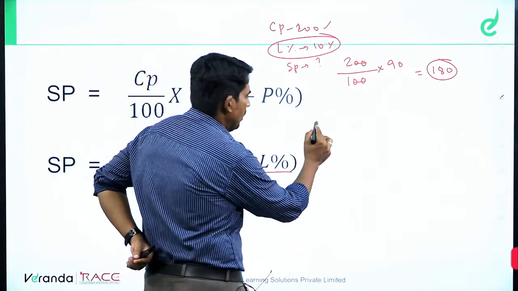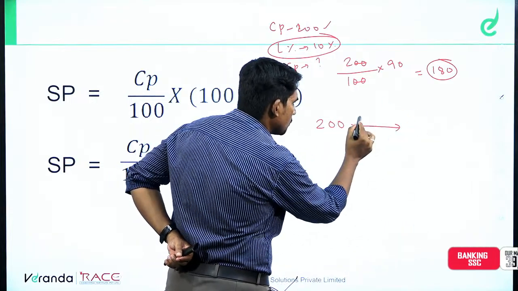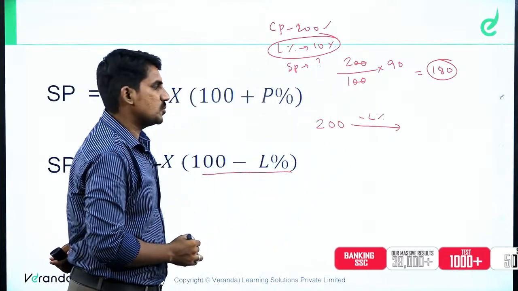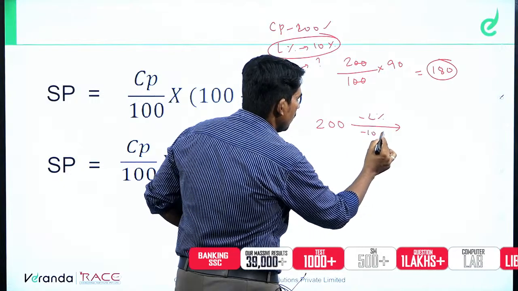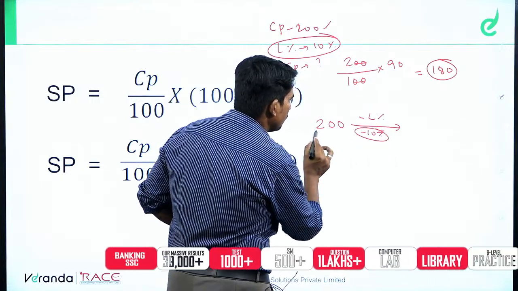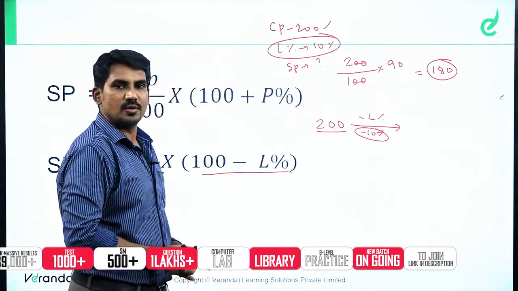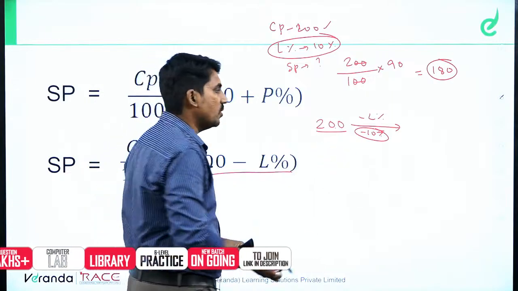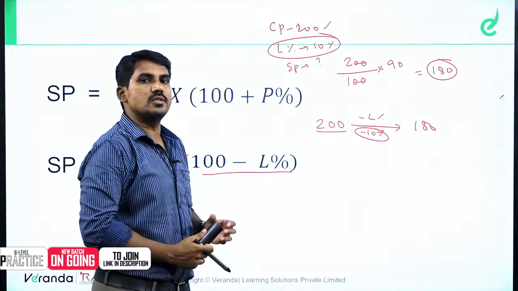Now listen carefully. A 200 rupees product, loss. Loss means minus. How much percentage loss is given? They have given 10% loss. We have to reduce 10% of this money value. 10% is 20 rupees. Therefore, loss: 200 minus 20, what is the value? 180. Clear? This is useful for mind calculation.